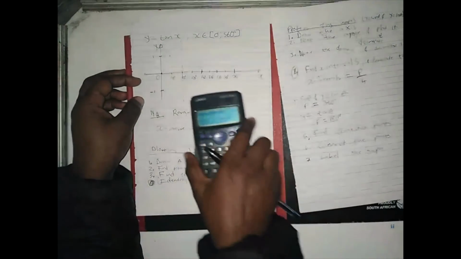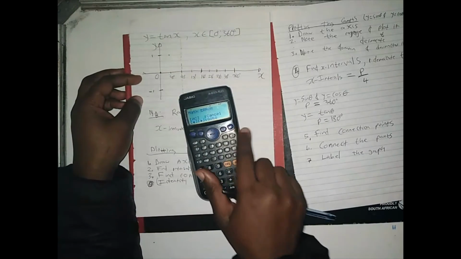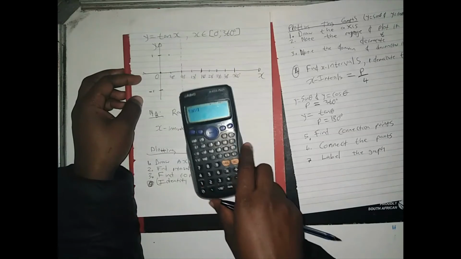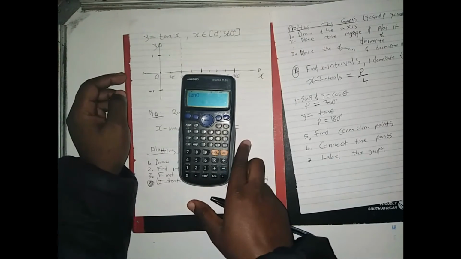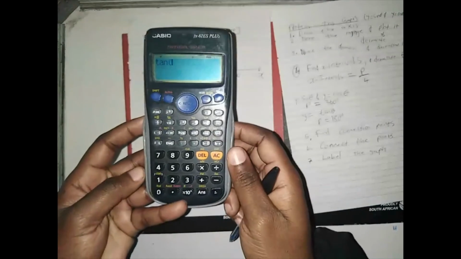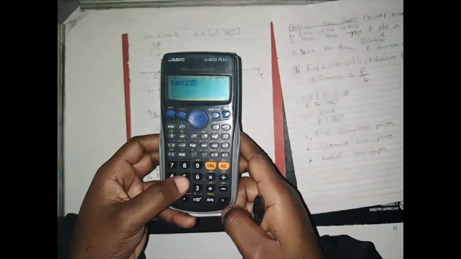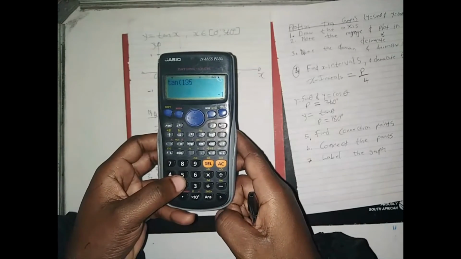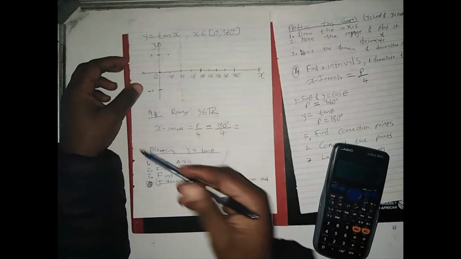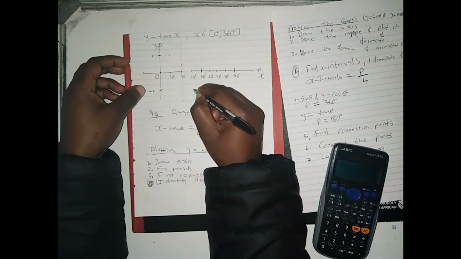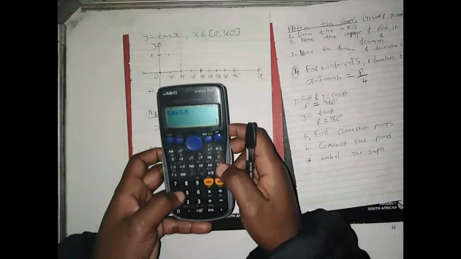Let's continue. The next one is 135 degrees. Let's say tan 135 degrees. Can you see? Must I bring it closer? What do we get? We get minus 1. So where is minus 1? It's here. Aha, can you see what is happening? There is some point here. Now, tan 180 degrees. Let's see.